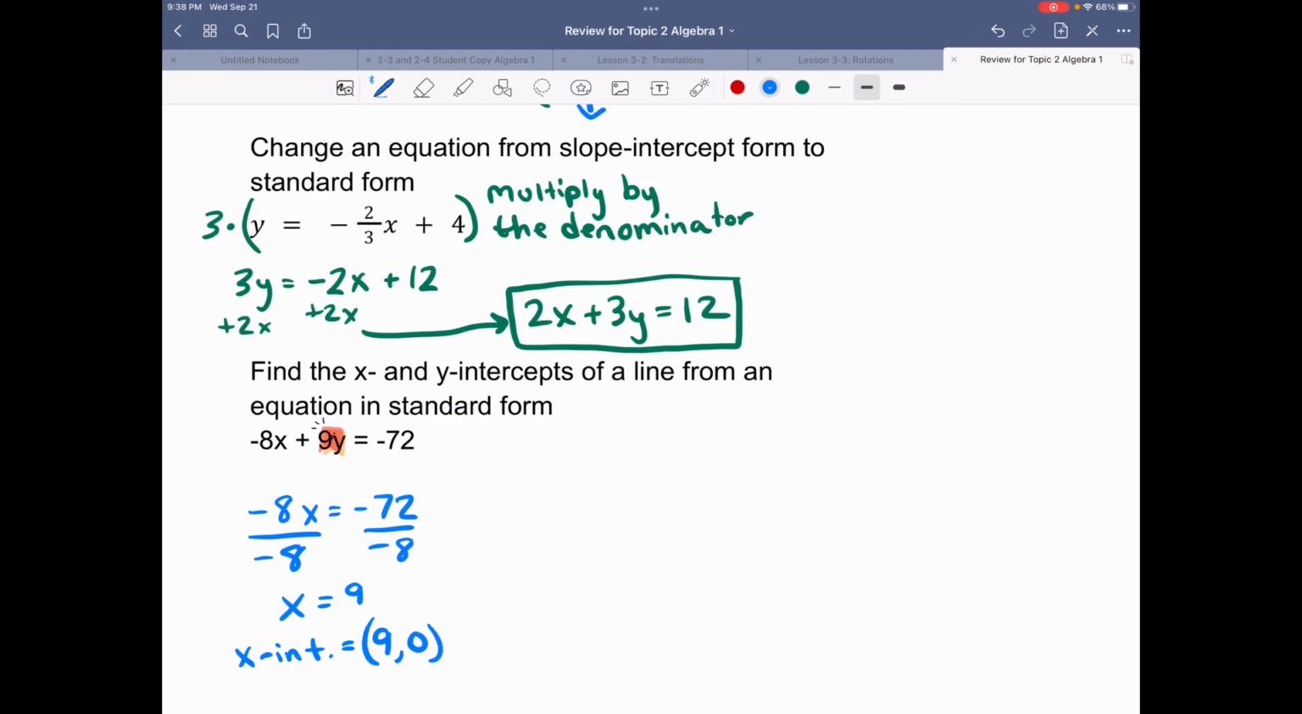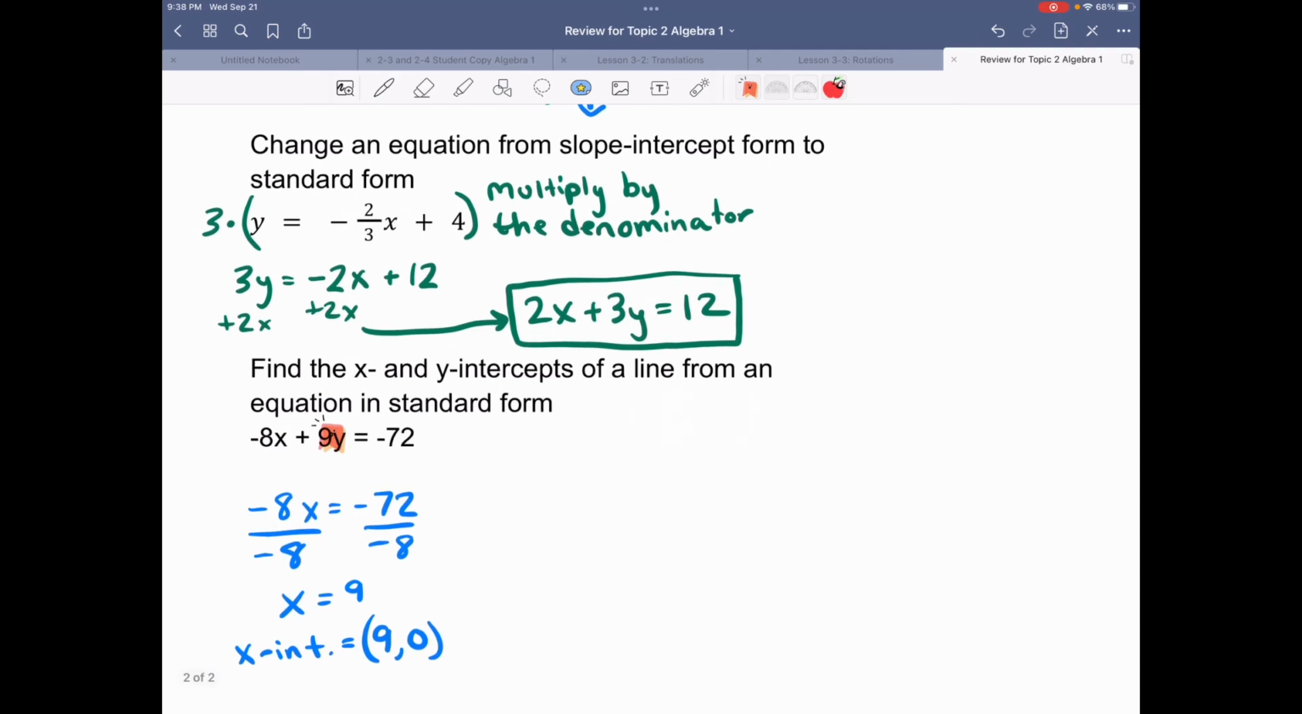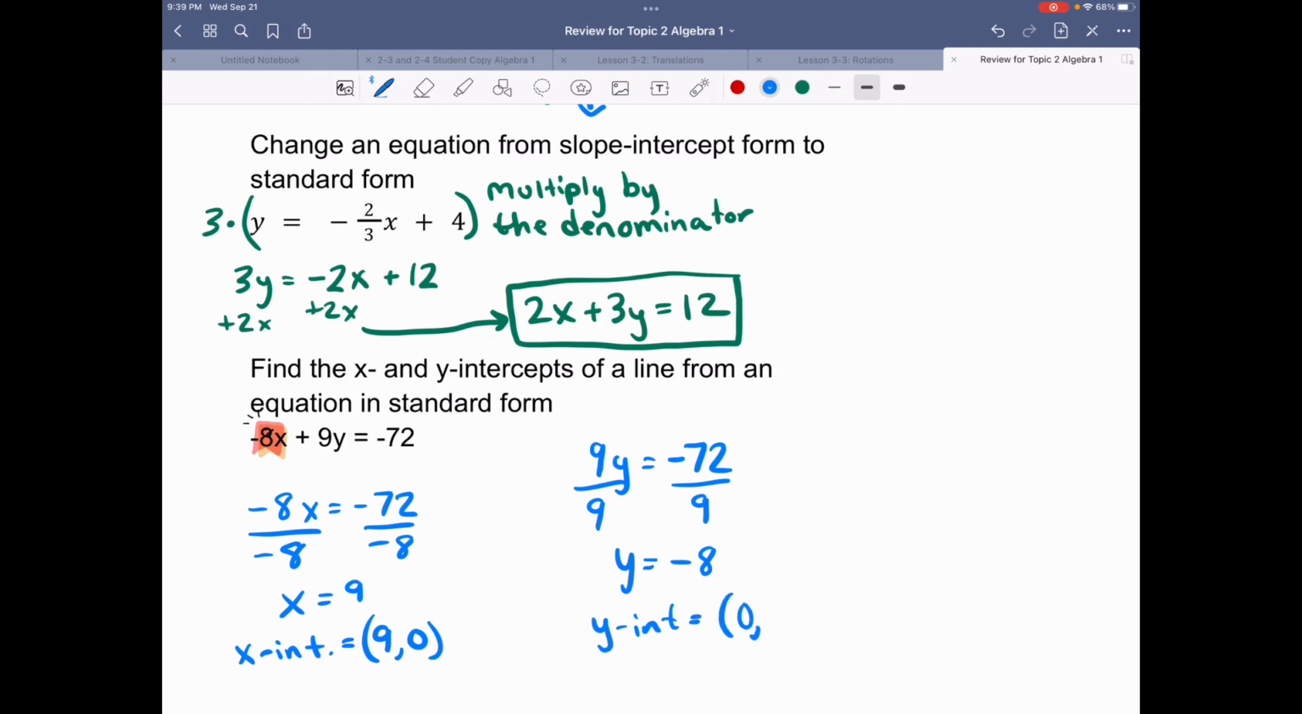0. Now I'm going to move my stamp to cover up the x term, which leaves us with 9y equals negative 72. Then I'm going to divide by 9, and 9 divided by 9 cancels, leaving us with y equals negative 8. So that means our y-intercept is equal to 0, because x is 0, negative 8, because the y is negative 8. And those are our intercepts.